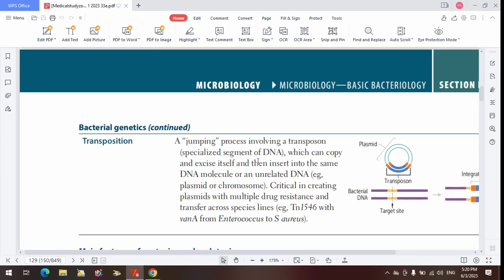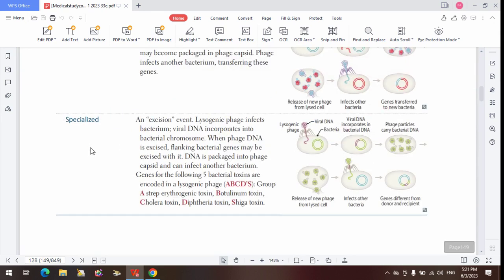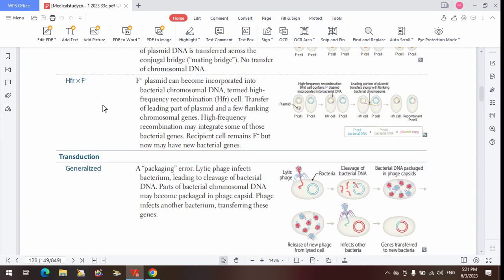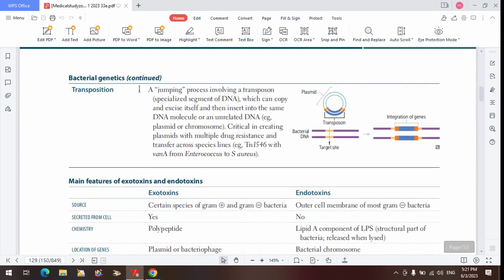So let's go to the last one. The last one is transposition. What we have talked about is specialized and generalized transduction. So transposition is jumping genes, very easy. It just means that a section of the DNA, maybe the chromosomal DNA or plasmid, copies itself, excises, and moves to another region. It can move to another plasmid or move to a bacterial chromosomal DNA. You can see this transposon, this jumping gene, this blue and red one. Can you see this?